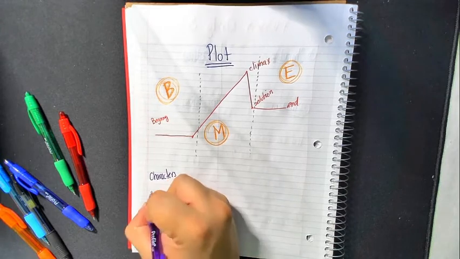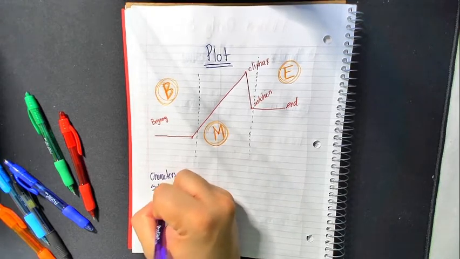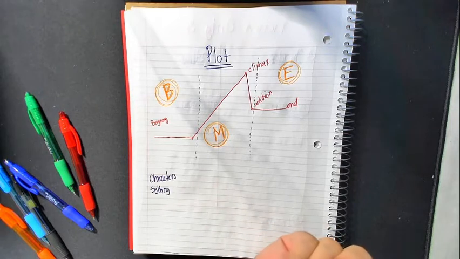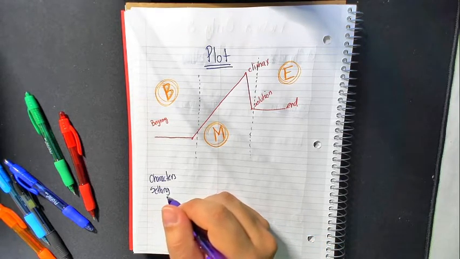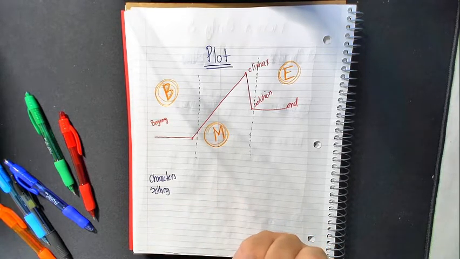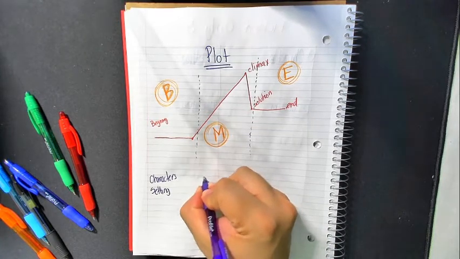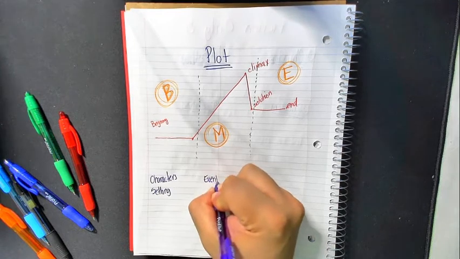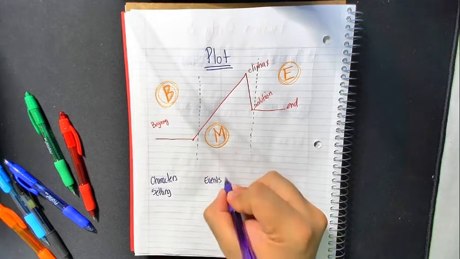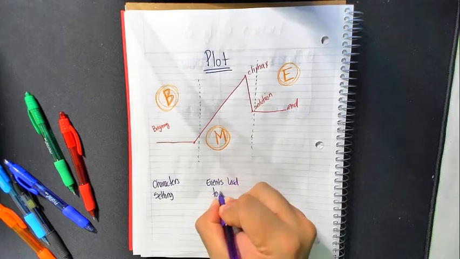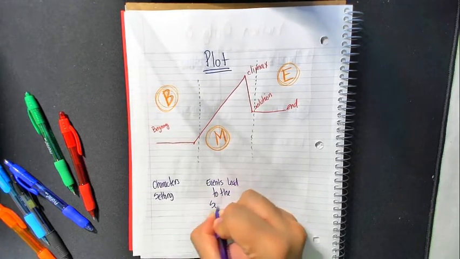Usually, we also learn about the setting. The setting might change throughout the story, but we are introduced to the main setting at the beginning of the story. Okay? In the middle, we're going to have different events. These events are going to lead to the solution.